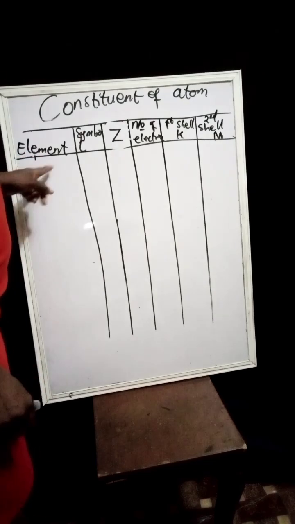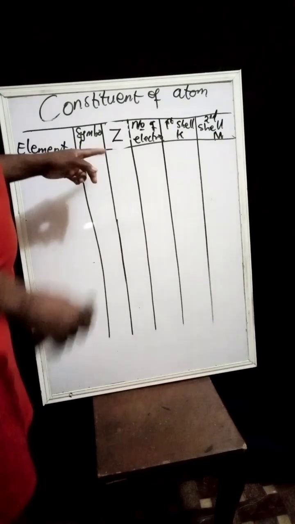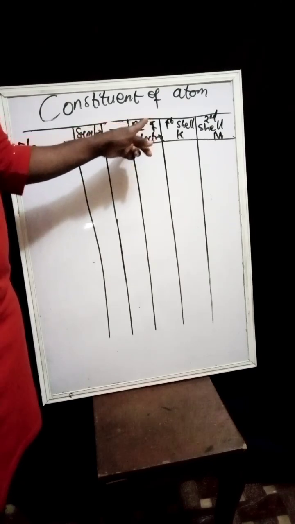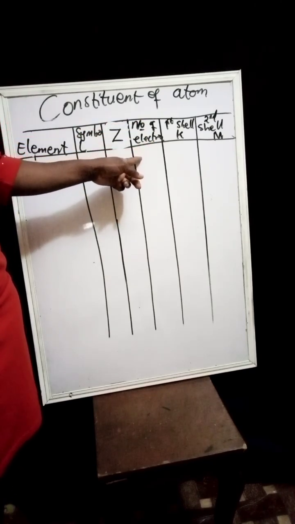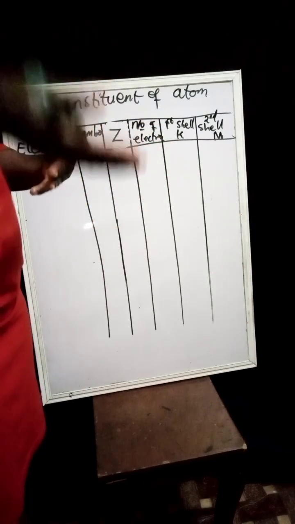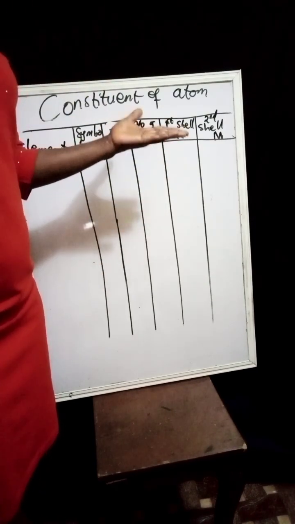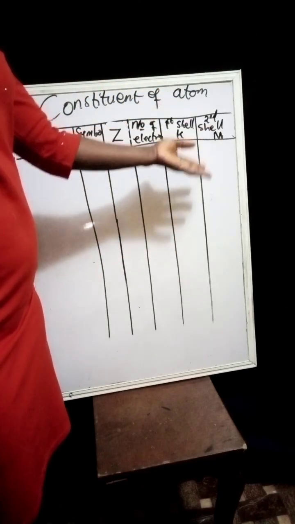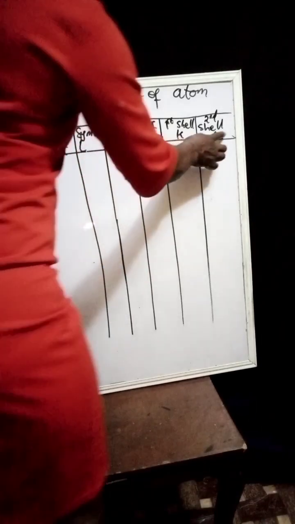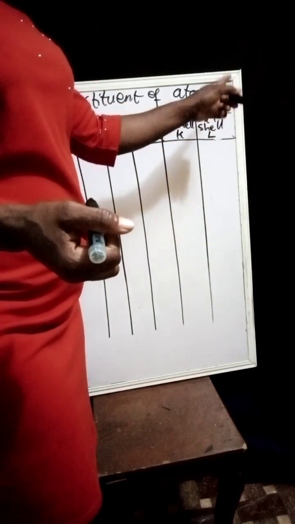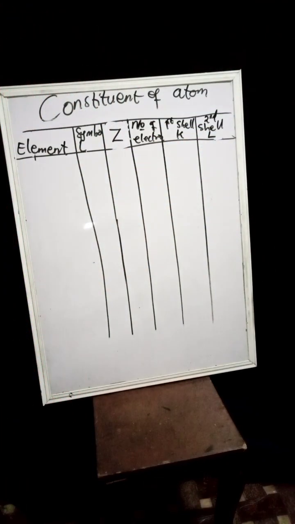This is the element, the symbol of the element, the atomic number, which is Z, and the number of electrons present in the atom, in the first shell. The first shell of the atom is called the K shell. The way you recite the English alphabet: K, L, M, N. So this is the L shell. Then the third shell is called the M shell. Then the fourth shell is called what? N shell.